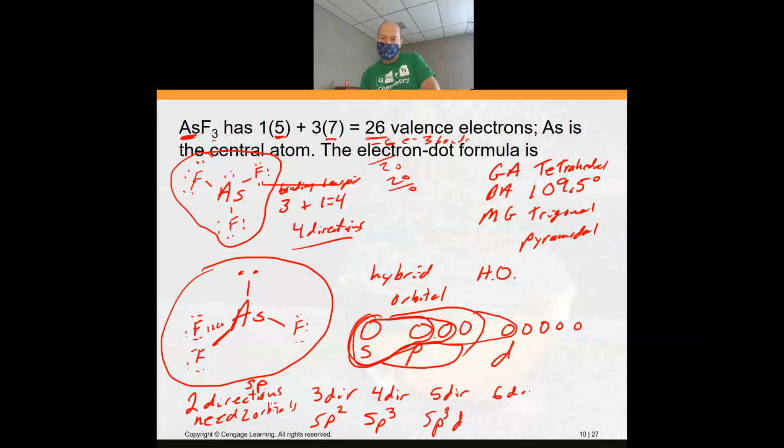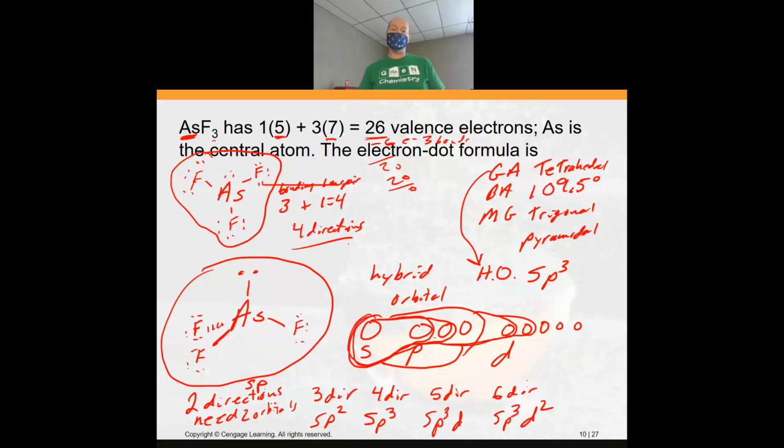And when we have six directions, we need six orbitals. And so we're going to take the SP3 and two of the Ds. All right. And so those are your hybrid orbitals. So if you are tetrahedral, then your hybrid orbital is always SP3.